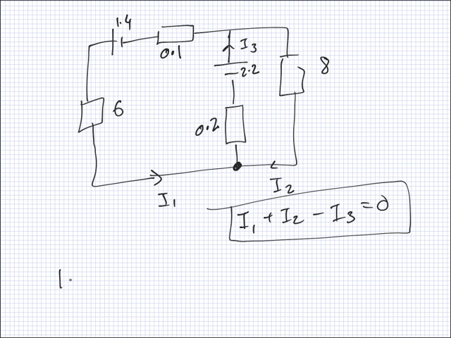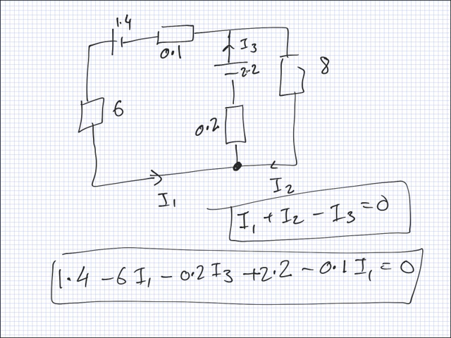So you have 1.4 minus 6I1 minus 0.2 I3 plus 2.2 minus 0.1 I1 equals 0. I've started here and I went around back to there. Okay, that's the second equation.